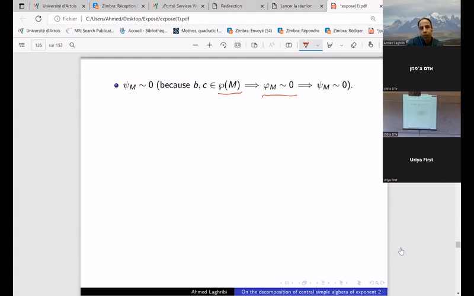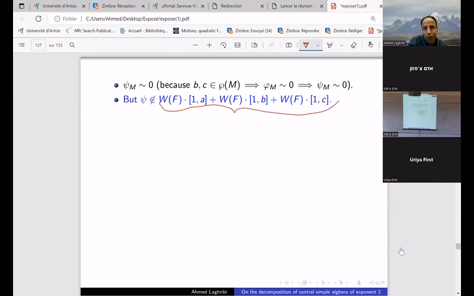But the crucial step is that this psi is in the Witt kernel of M, but it is not in the part that we expect. This part is included in the Witt kernel, but psi is not there.